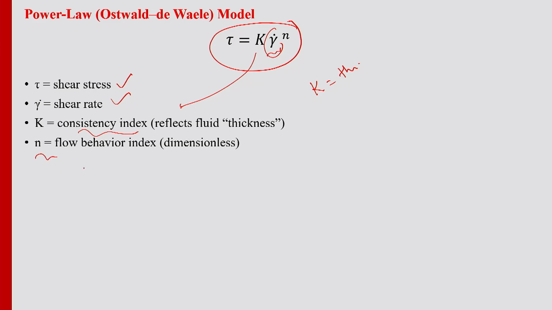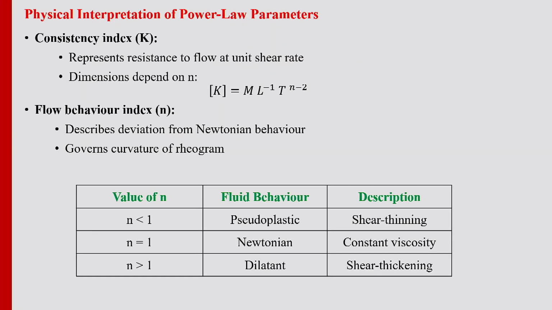Then n is the flow behavior index, and it is dimensionless. What do we mean by dimensionless? We already discussed what is dimension and what is dimensionless. If there is no unit, then it always comes as a dimensionless number. So n is the flow behavior index and k is the consistency index. It is a very simple model, the power law model, and we will discuss more on it.